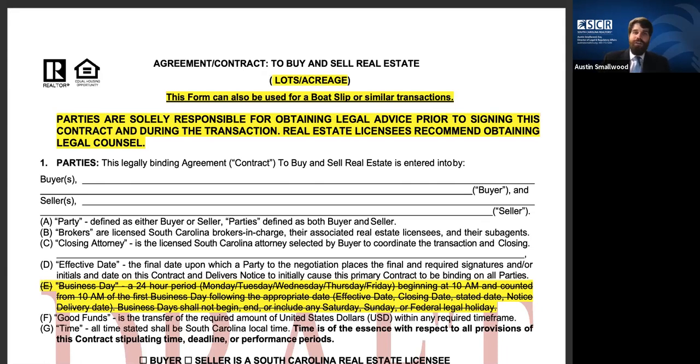So the majority of these changes are going to be very similar to the ones you're already familiar with, hopefully, from the 2020 revisions. Obviously, with this being a land contract, there are some differences between that and a basic residential sale, and I'll try to point those out as we go along.